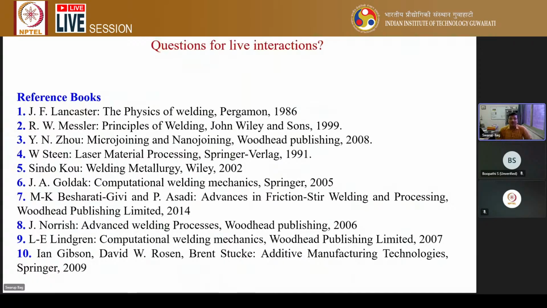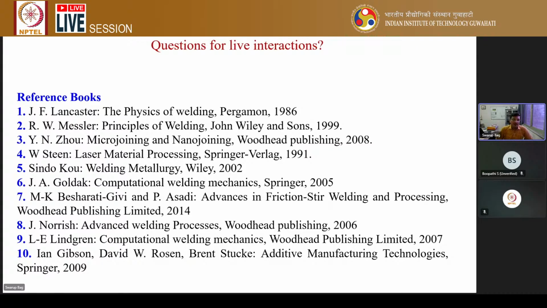We have decided on different kinds of reference books that cover different areas of the welding process. It's not that everything has been given in one book, but rather different topics are there in different books. For example, reference 1 is more important if you want to understand the physics of the welding process. Same thing, if you want to understand the principles of the welding process, then you could consult reference 2. But if you want more application on micro joining and nano joining, in that case, reference 3 is the best book.